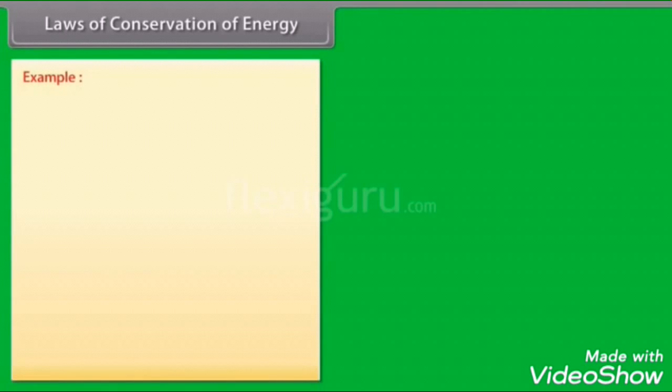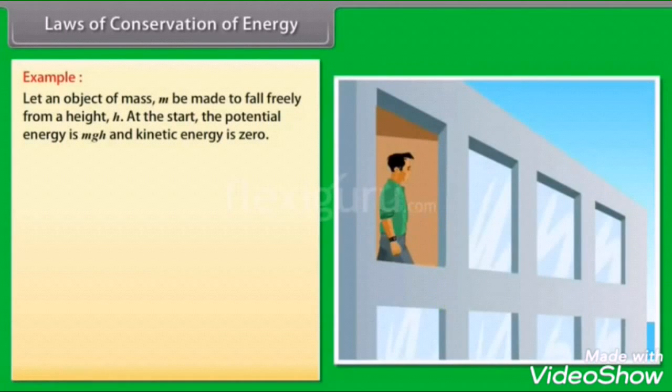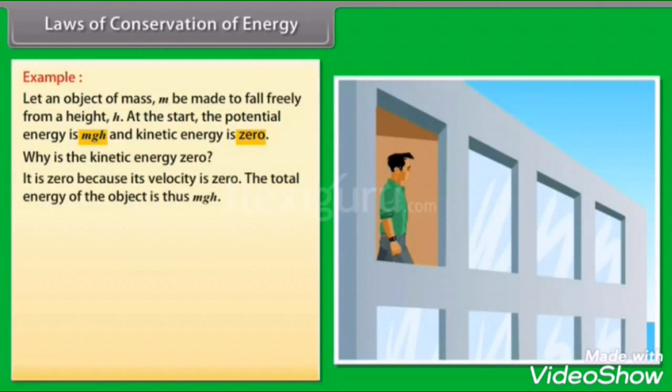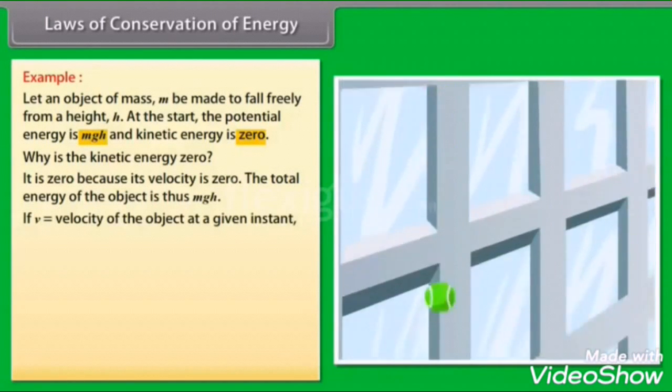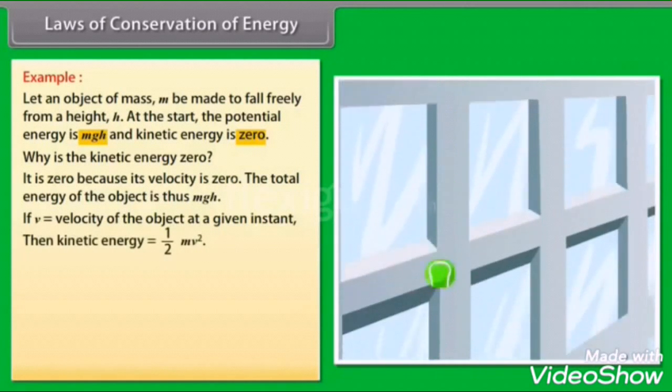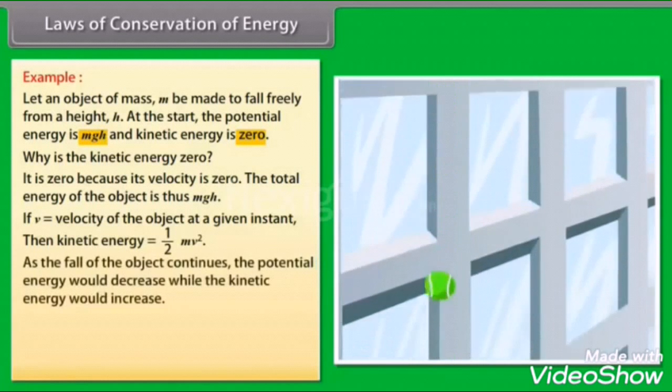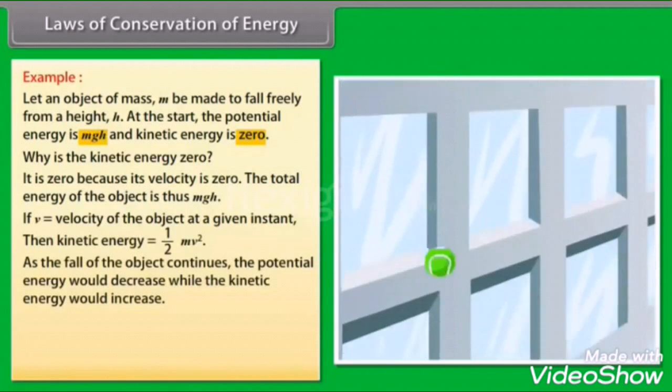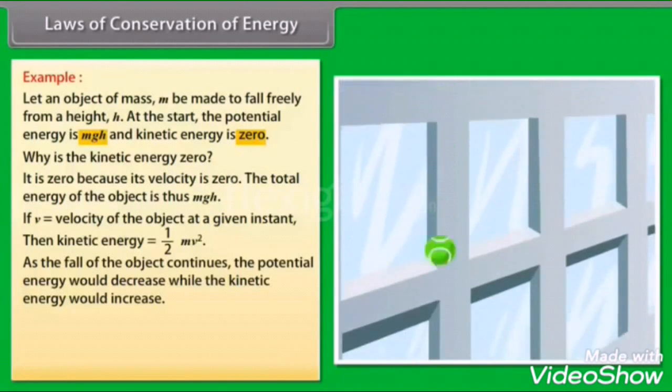Let us consider a simple example. Let an object of mass m be made to fall freely from a height h. At the start, the potential energy is mgh and kinetic energy is 0. Why is the kinetic energy 0? It is 0 because its velocity is 0. The total energy of the object is thus mgh. As it falls, its potential energy will change into kinetic energy. If v is the velocity of the object at a given instant, the kinetic energy would be 1/2 mv squared. As the fall continues, the potential energy would decrease while the kinetic energy would increase.